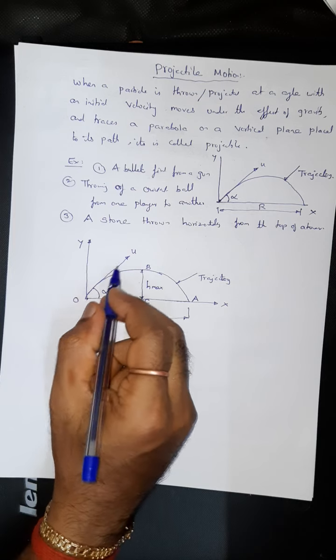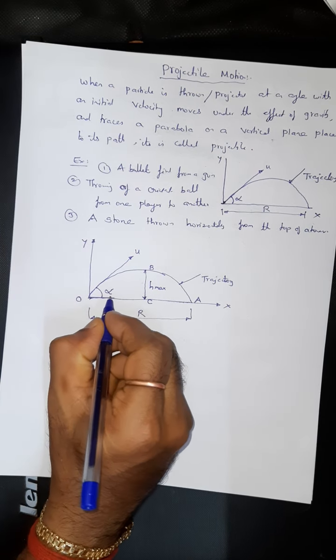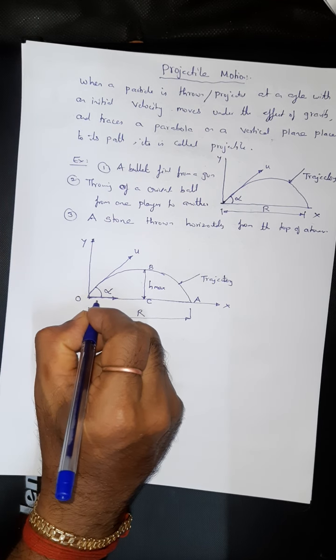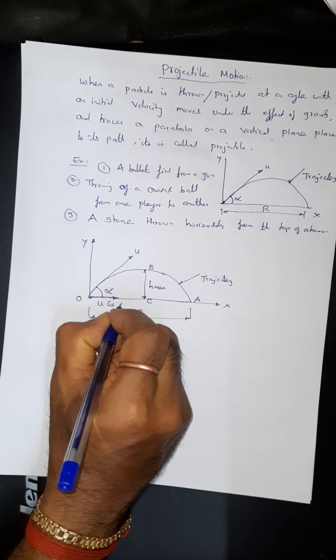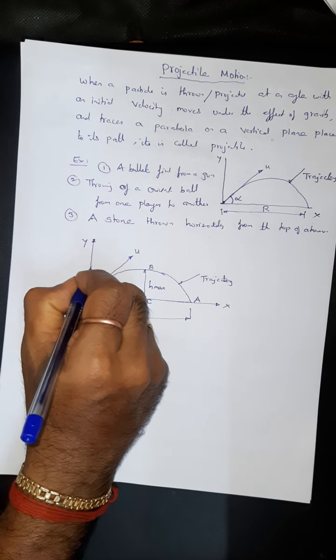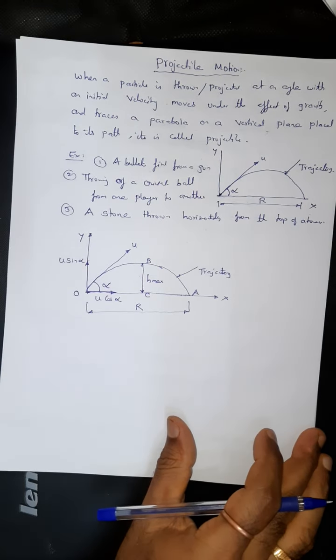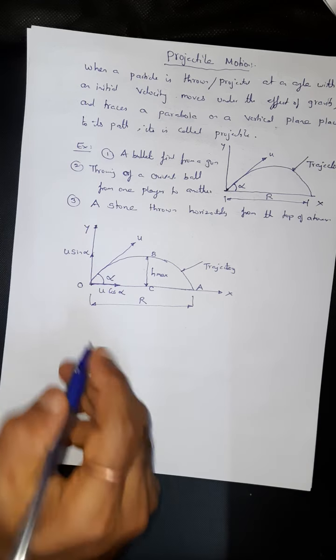If you consider the initial velocity in two components, horizontal component and vertical component, the horizontal component can be denoted as u cos alpha and the vertical component as u sin alpha.